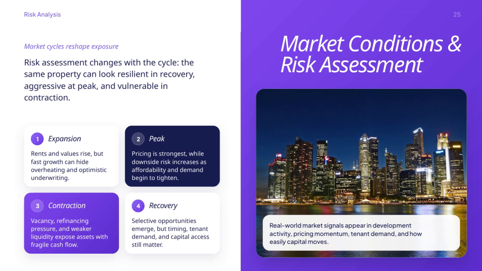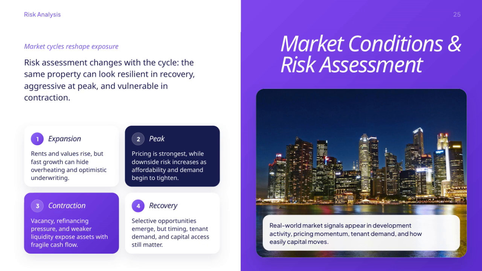During the expansion phase, rents and property values are rising, often quickly. However, this rapid growth can mask signs of overheating and overly optimistic underwriting assumptions. Moving into the peak phase, pricing reaches its strongest point, but downside risks also increase as affordability tightens and demand starts to wane.